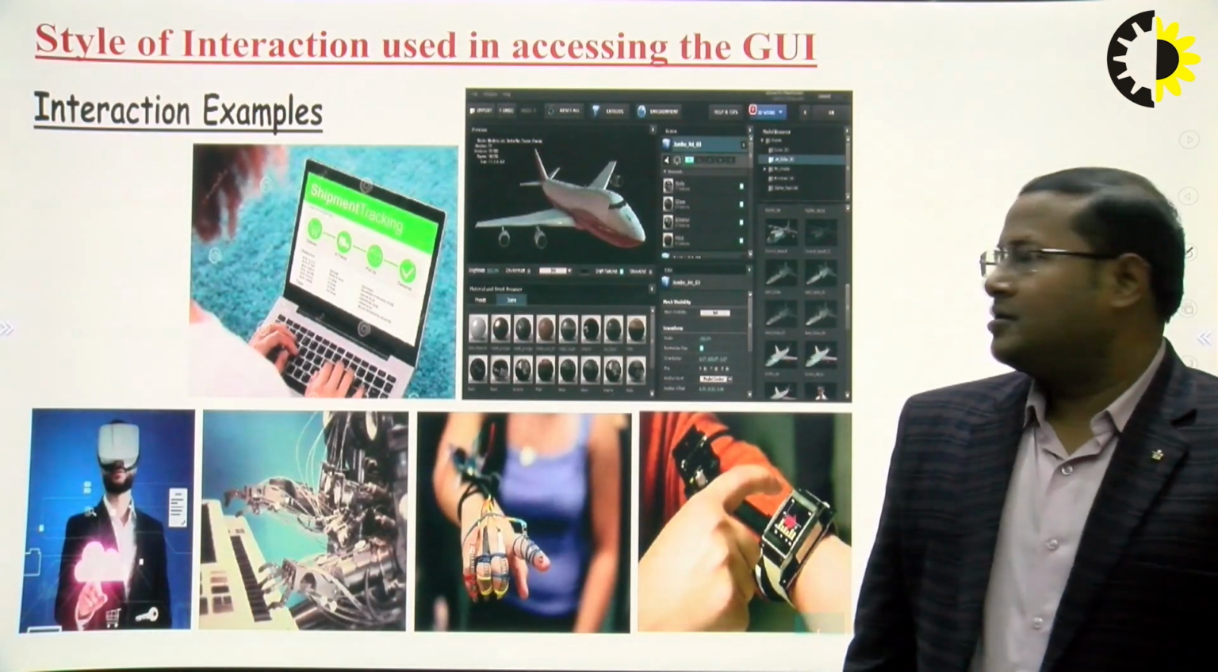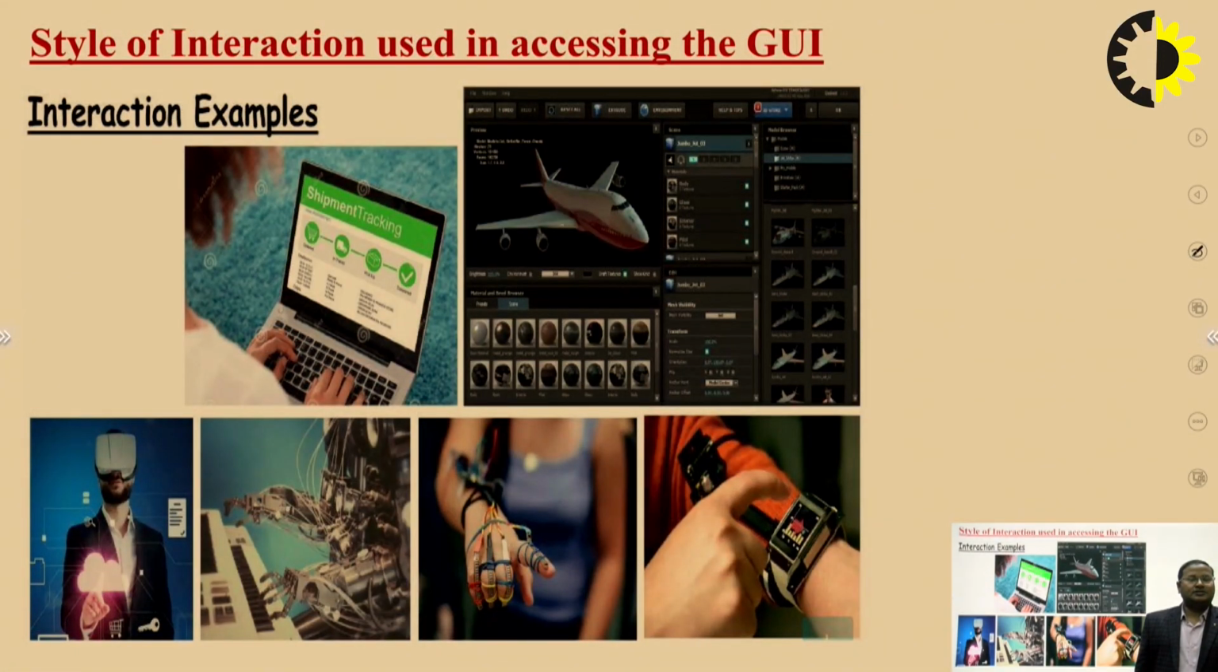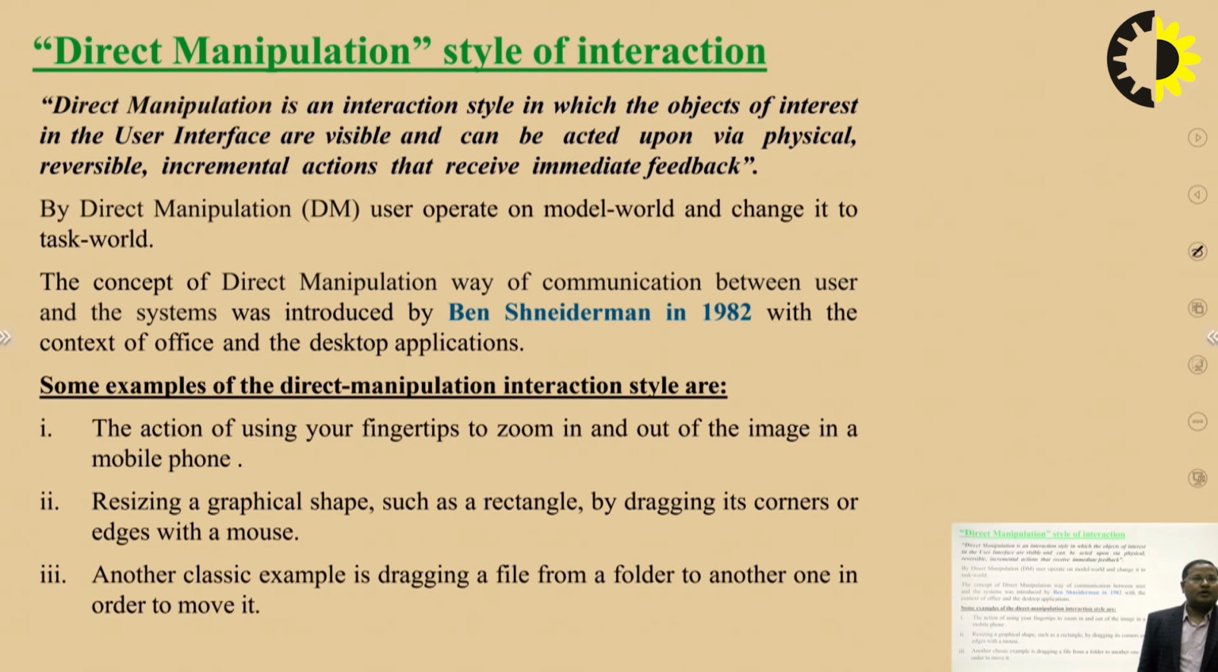Here in the diagram, the styles of interaction used in accessing the GUI are represented. There are many ways, which I have shown in the diagram. Now, interaction style can be categorized into two types, direct and indirect. In this PPT, I am going to discuss direct manipulation.